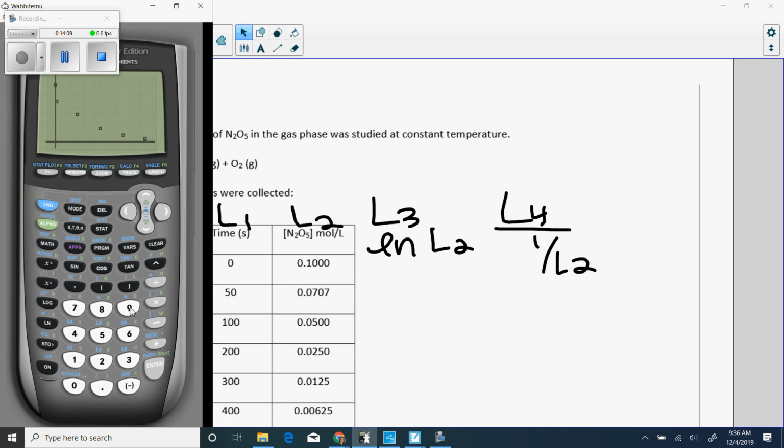Okay, so that means it's not 0 order. That's why we did that. So now we're going to find out if it is first order. Pink is natural log of concentration versus time. Our natural log was list 3. So go back to your stat plot. Let's check list 1, list 3, because that's where our natural log was. Zoom 9. You're saying L4 and pointing at L5. I was so confused.